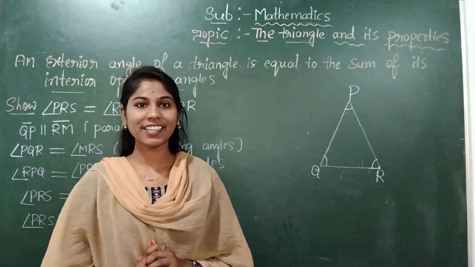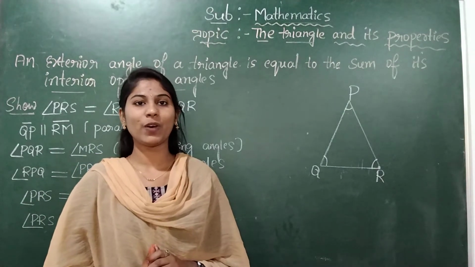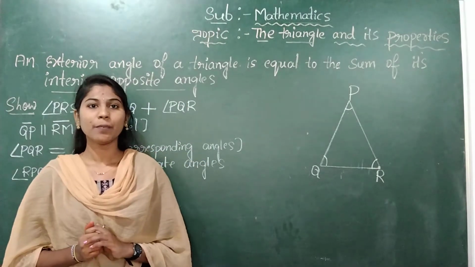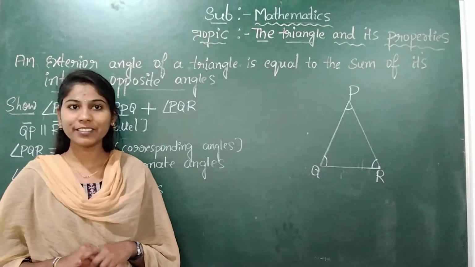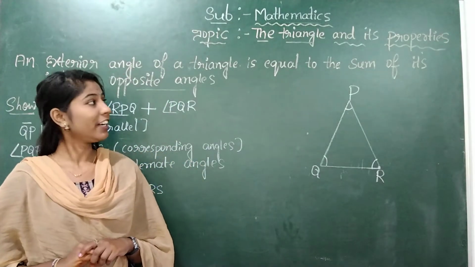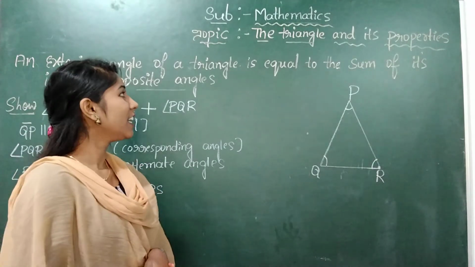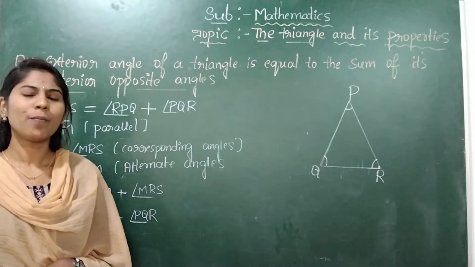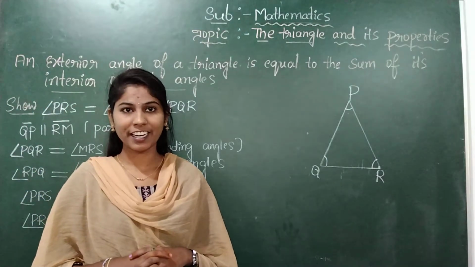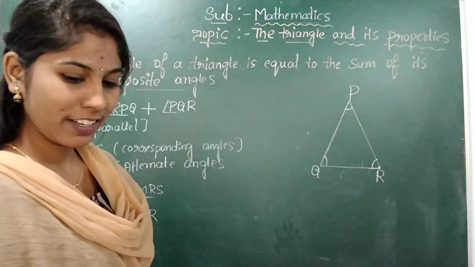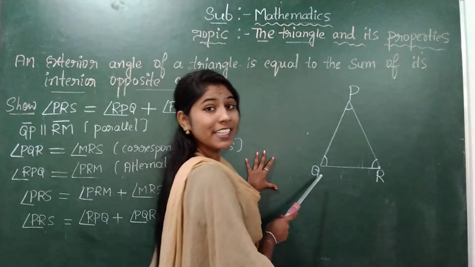So in a previous class, lines and angles, you have learned some important properties. And today you are learning another property with a different lesson, that is triangle and its properties. So you already have an idea about the triangle, right? So this is a triangle. This is called a triangle.